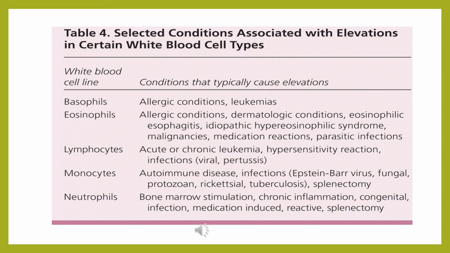And then next, neutrophils get increased during bone marrow stimulation, or during chronic inflammation, congenital infections, some medical treatment, medication induced reactivity. And again, in a splenectomy, you will find that the person has an increase in the number of neutrophils.